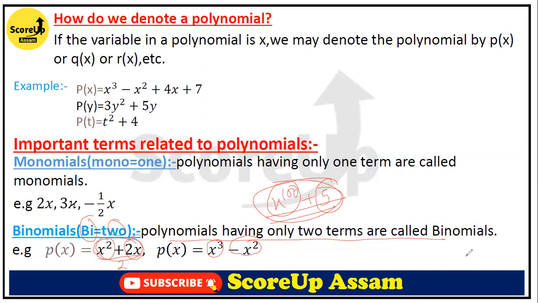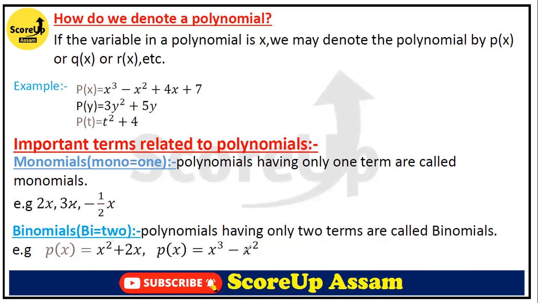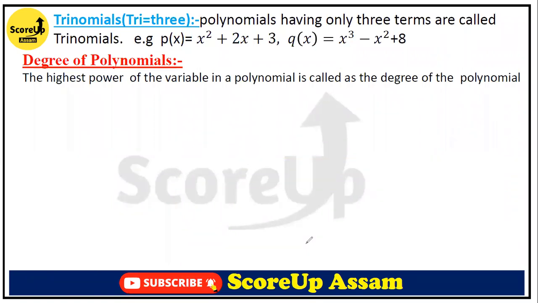Now we shall move on to the next topic. What is a trinomial? Polynomials having only 3 terms are called trinomials. See, 1 term, 2 terms, and 3 terms. This polynomial has 3 terms, so it's a trinomial. This polynomial also has 3 terms, so it is also a trinomial. This is the classification in terms of number of terms.